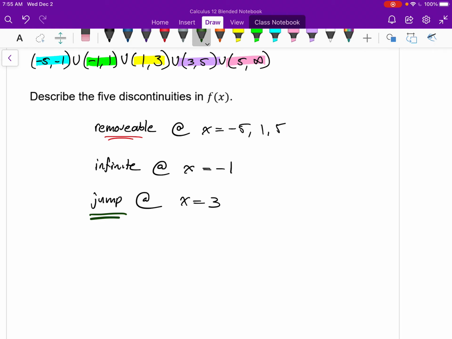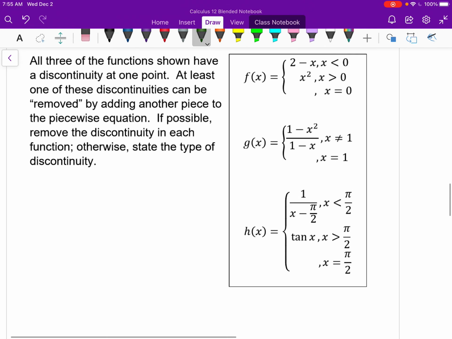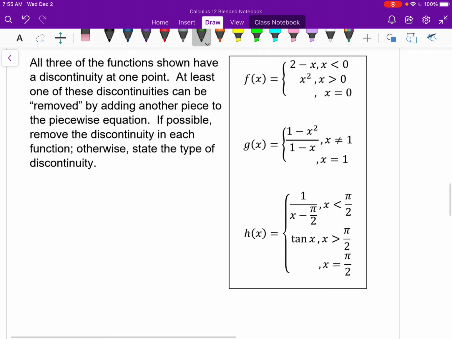So lastly, I just want to talk about a question which partially involves why we use the phrase removable discontinuity. If you have a removable discontinuity, the idea is it can be removed. So what does that mean? Well, I have 3 equations here, f, g, and h. They're all in piecewise form, and they're all discontinuous at some point. For example, f of x is currently discontinuous at 0, because if you look at the 2 pieces, 0 is not included. So right now, f at 0 is not defined, which means if it's not defined at 0, it can't be continuous there.